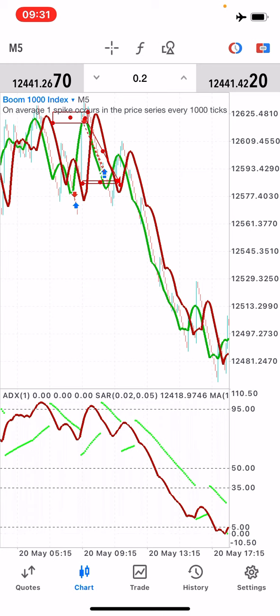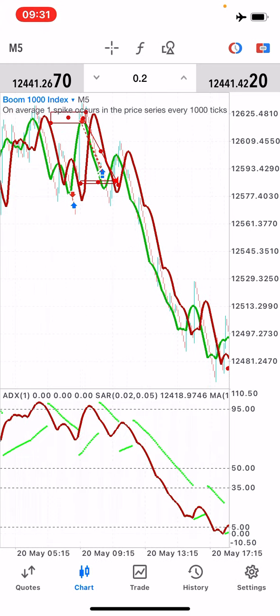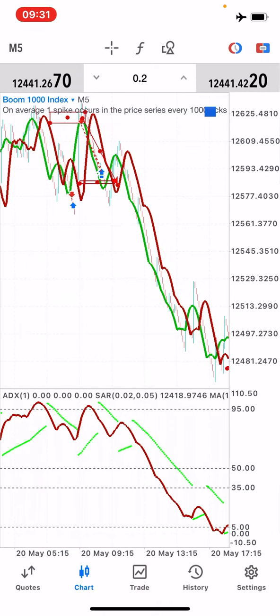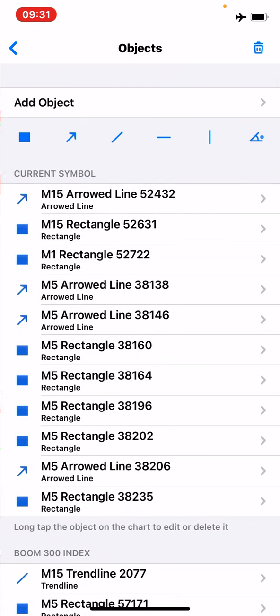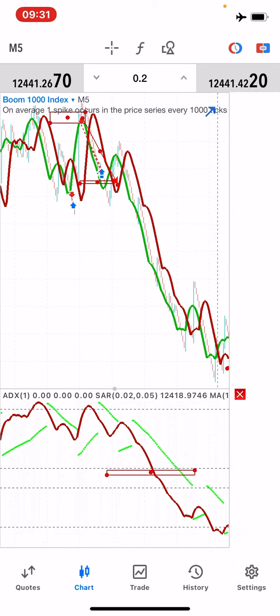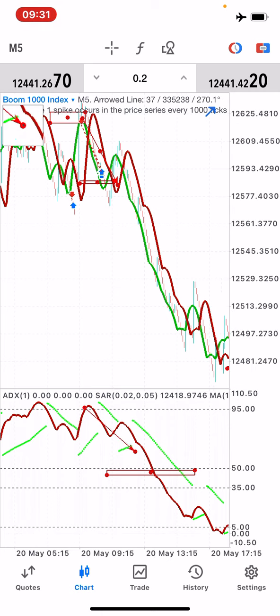I waited for way longer than that because I was using the other way of taking profit, which is basically targeting this 50 level. So you can actually enter from your extreme, which was here, and target the 50 level mark. This is what I actually did.